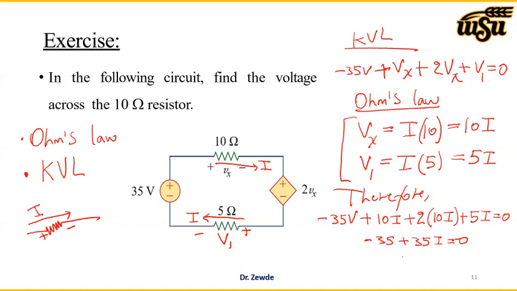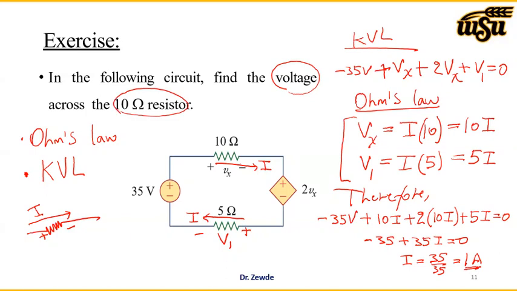So therefore, if you rearrange this, it will be 35 over 35, which is 1. And the unit for the current is amps, so it will be 1 amp. So the current is 1 amp. Now we determine I.